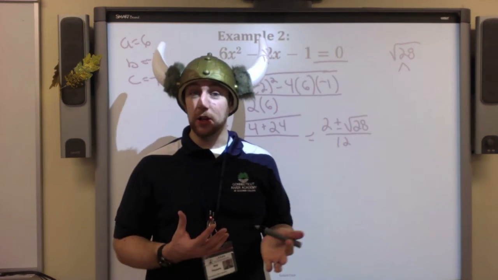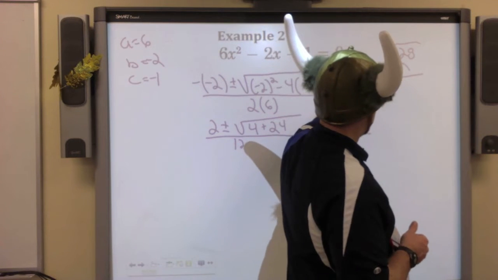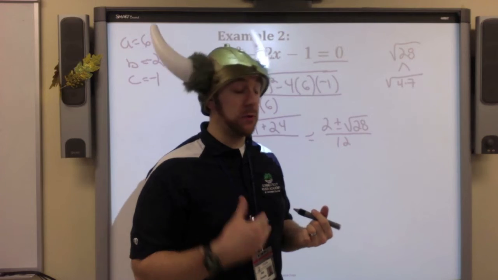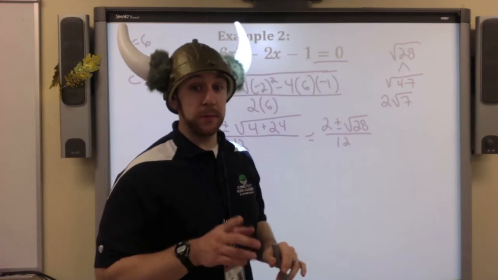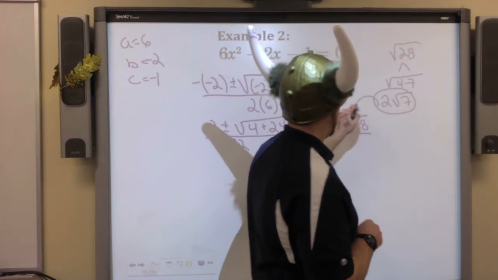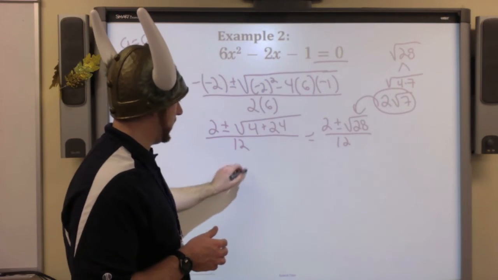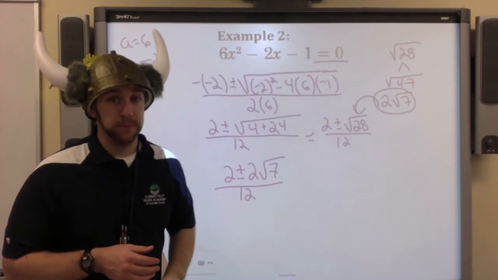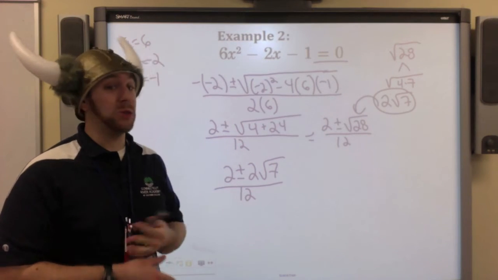Square root of 28, because it's not a perfect square, I look for some. So that's going to be the square root of 4 times 7. I then can take the square root of 4 and get 2 square roots of 7. So I'm going to replace that back in: 2 plus or minus 2 square roots of 7 over 12.